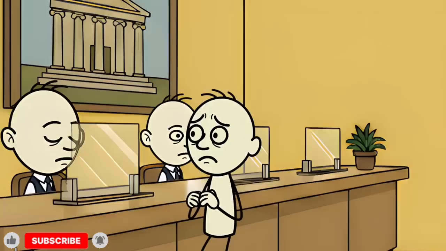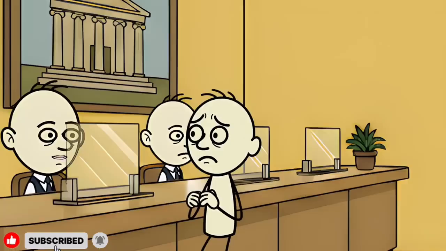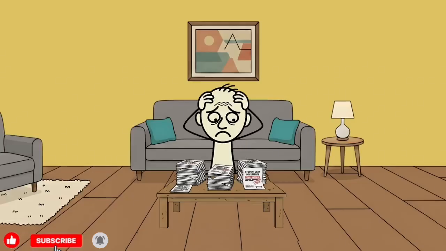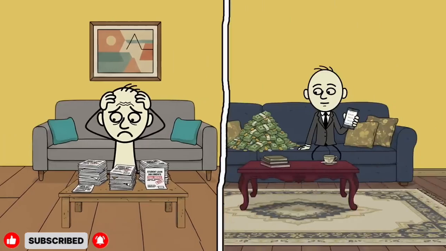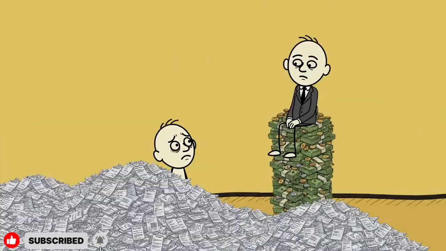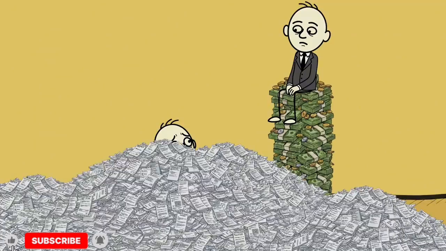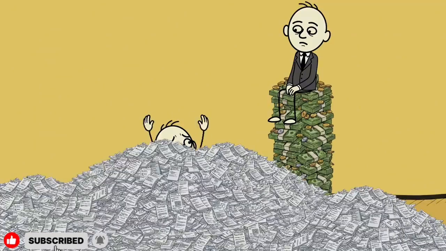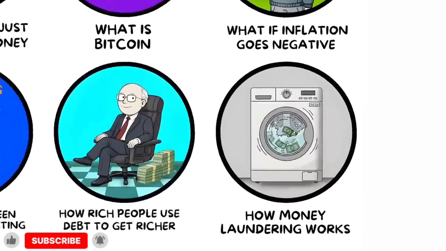Meanwhile, average people can't access these loans. Banks won't lend millions against a modest retirement account. Debt for the poor means high interest rates and mounting payments. Debt for the rich means leverage and tax avoidance. The system rewards those who already have wealth, letting them borrow their way to more, while others drown trying to pay theirs off.